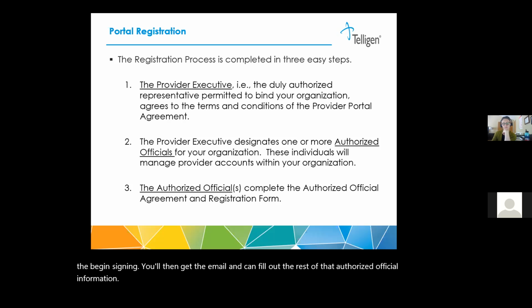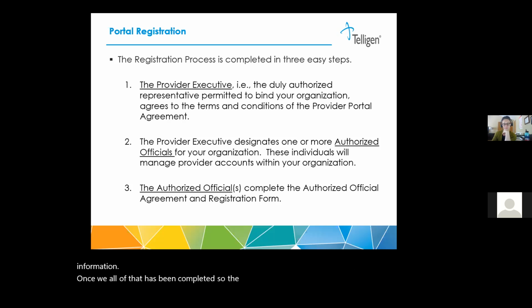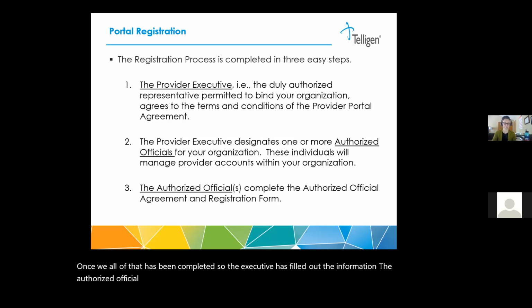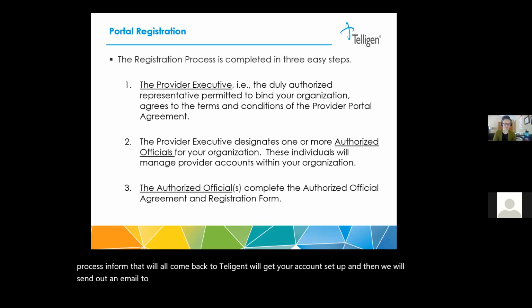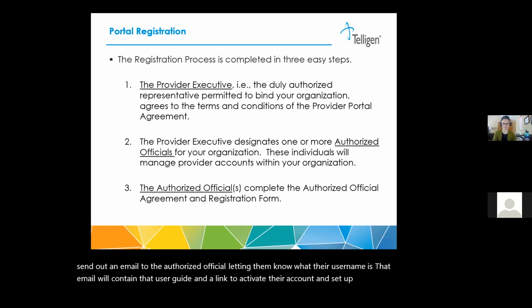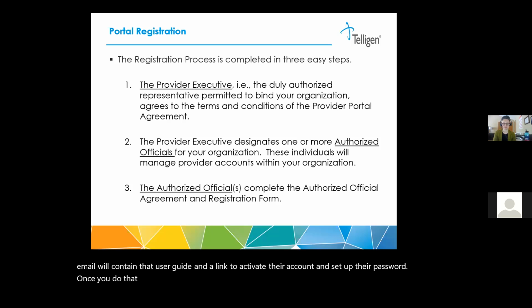Once all of that has been completed, so the executive has filled out the information, the authorized official has got their email and link and continued and filled out the rest of their process and form, that will all come back to Telegen. We'll get your account set up, and then we will send out an email to the authorized official letting them know what their username is. That email will contain that user guide and a link to activate their account and set up their password. Once you do that, your account is set up and you'll be able to access and start using the system.